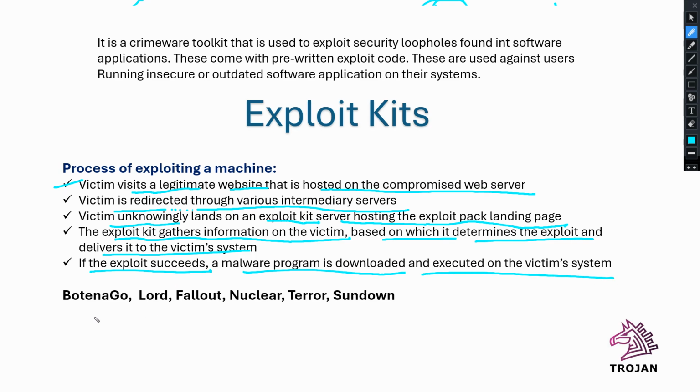Okay, these are Angler, Neutrino, Fallout, Nuclear, Terror, or Sundown. Like we have a number of exploit kits. So these are the examples. It is very clear here.